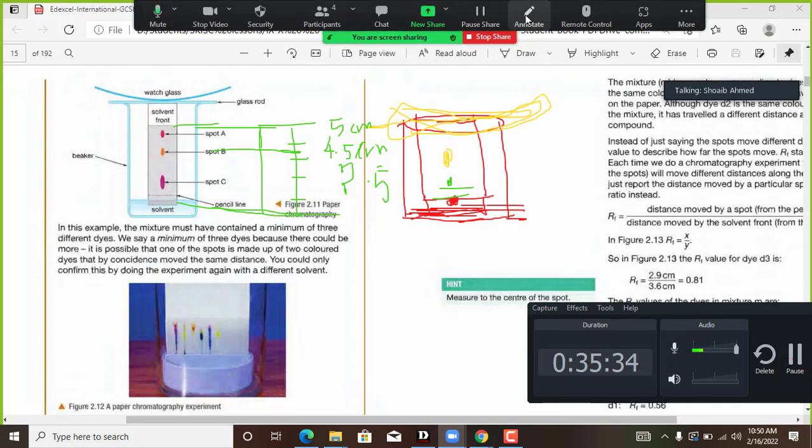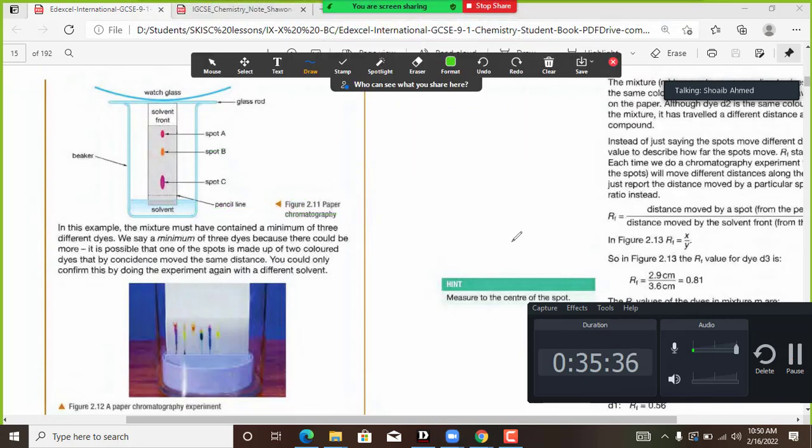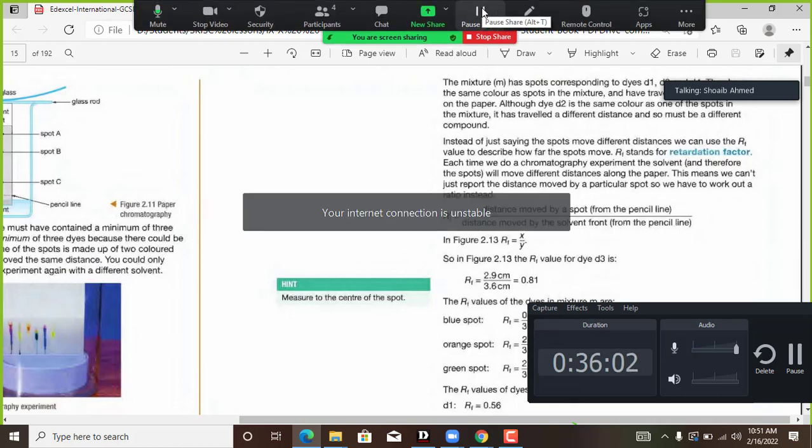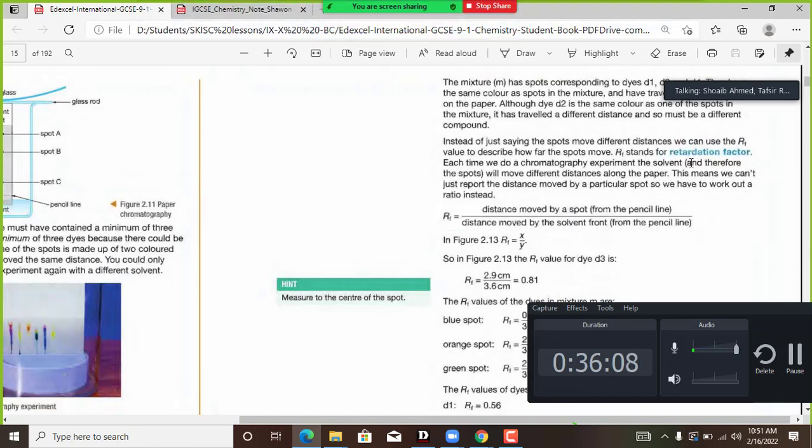So now we'll use clear all. Here RF. RF stands for retardation factor. What is the full form of RF? Hello student, what is the full form of RF? RF stands for retardation factor. Say, what is the RF full form?